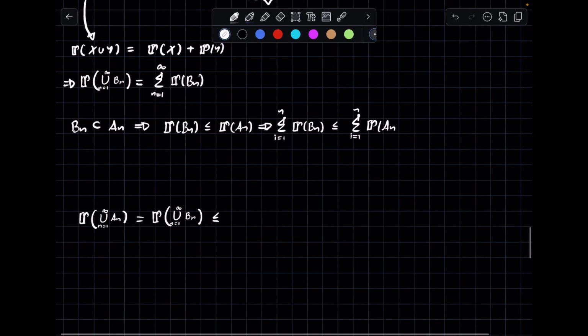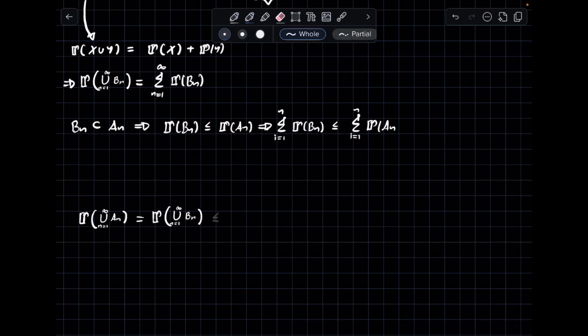So in this case, what we have to do is simply say, okay, this guy, right, this guy is equal to this. And we know for a fact that this guy is going to be the sum of P of Bn, right? And this is lower than the sum of P of An.